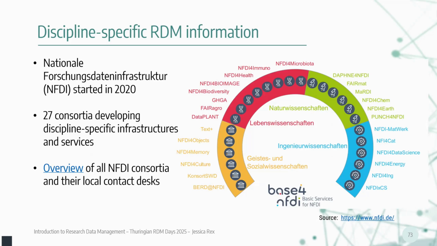And if you do want more discipline-specific research data management information, you might want to go to the National Research Data Infrastructure, Nationale Forschungsdateninfrastruktur, that started in 2020. What is the NFDI? It's basically 27 consortia developing discipline-specific infrastructures and services from all sorts of disciplines, from the humanities, social sciences, life sciences, natural sciences, engineering sciences.